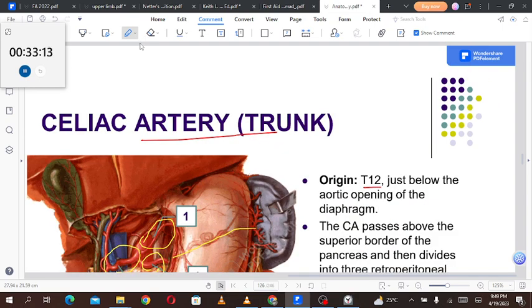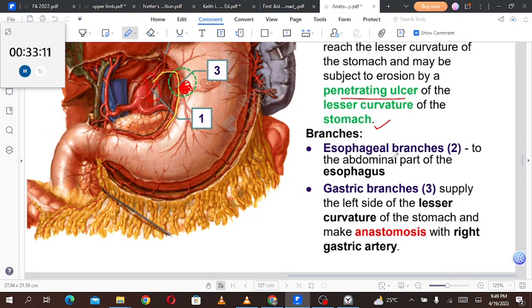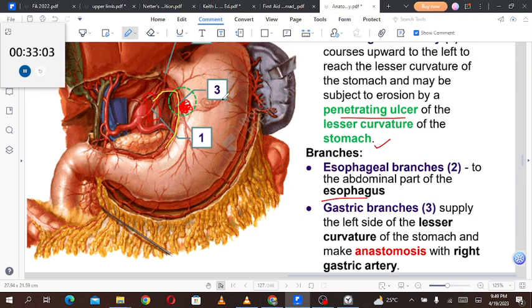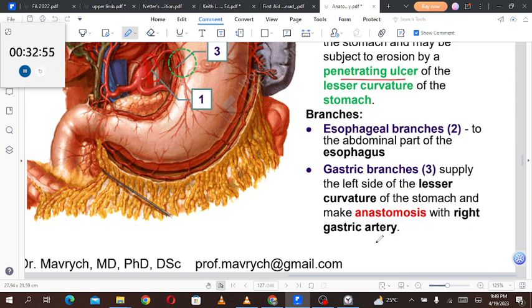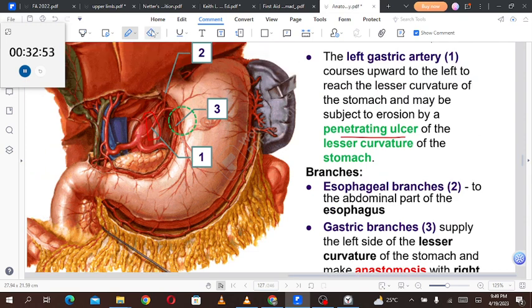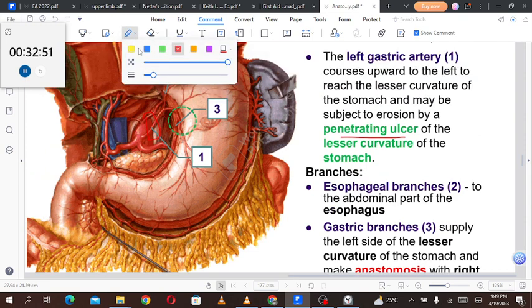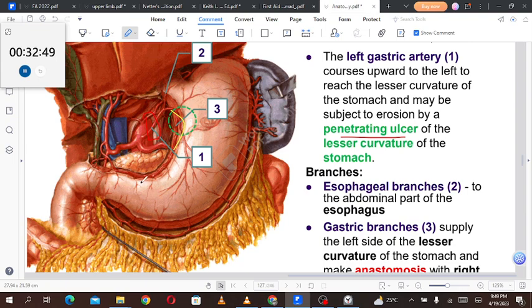Over here, the branches are esophageal branches to the abdominal part of the esophagus. So the left gastric artery provides esophageal branches to the abdominal part of the esophagus. Then the gastric branches supply the left side of the lesser curvature of the stomach and anastomose with the right gastric artery. The right gastric artery is over here; this is the left gastric artery, and the right gastric artery, which comes from the proper hepatic artery, will be supplying this artery.